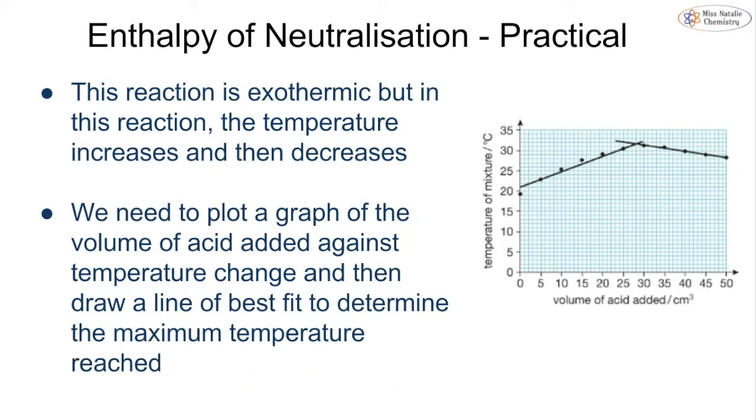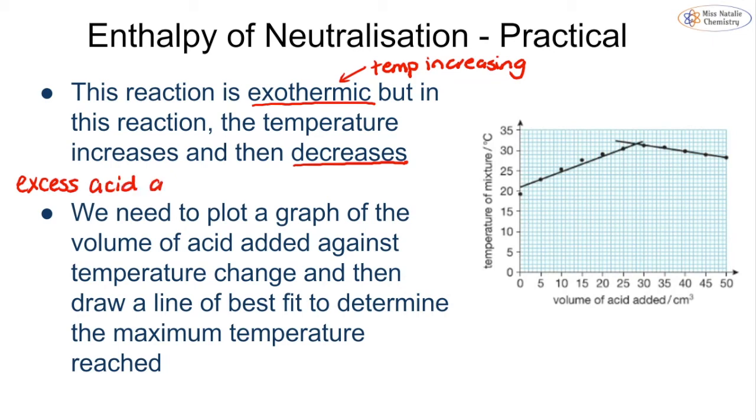Now, the reaction itself is an exothermic reaction. So what we should see is our temperature increasing. Now, what we actually see is we do see the temperature going up, but then eventually the temperature is going to decrease. And the reason for that is we are adding excess acid. In other words, we are adding more acid than we need in order to neutralize the alkali. So what we do is we add the excess acid.